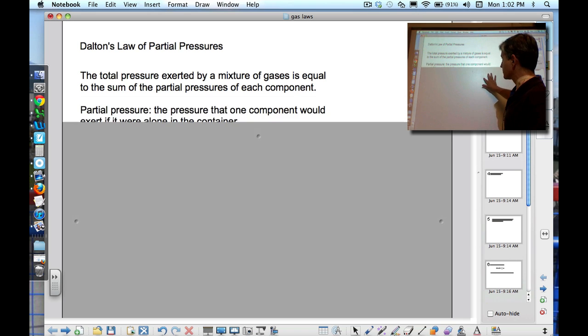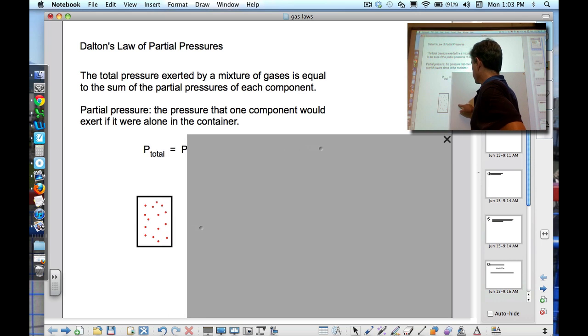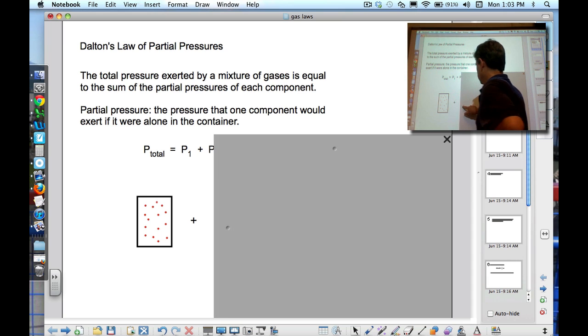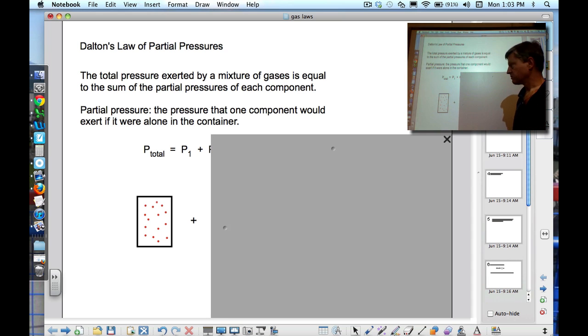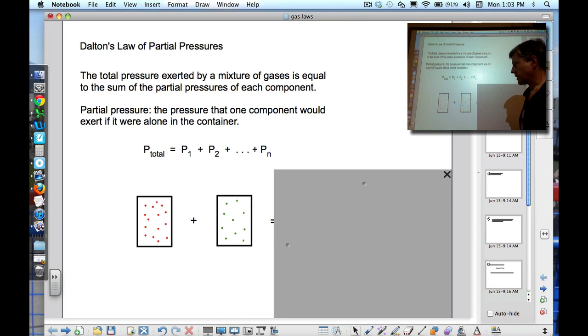Okay? Well, what is the partial pressure? The definition of partial pressure is the pressure that one of the gases in the mixture would exert if it were by itself in the container. So for example, let's say that I've got a gas here, as indicated by the red dots, and I combine it with another gas, as indicated by the green dots. The pressure that each one would exert if it were all alone in the container is called the partial pressure.